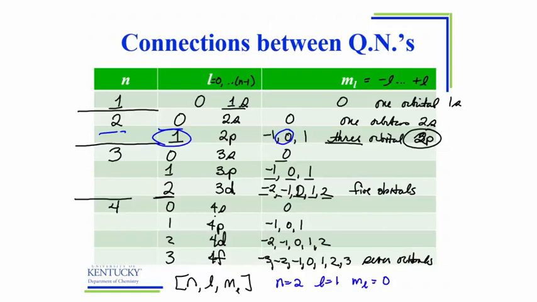Could an electron have a value of N equals 2, L equals 2, and M sub L equal to 2? Well, let's see. If N equals 2, can you have an L equals 2? No, because you can only have a 0 and a 1. So there is no electron that's going to have that set of quantum numbers. There is no electron that can live in a 2D, because there's no such thing as a 2D subshell.